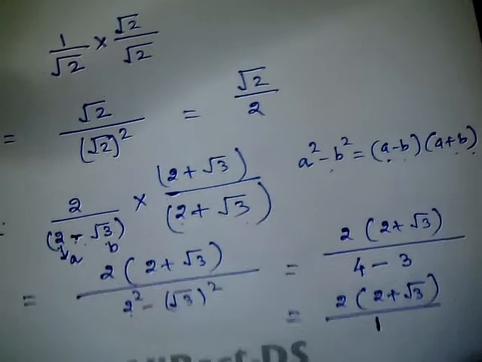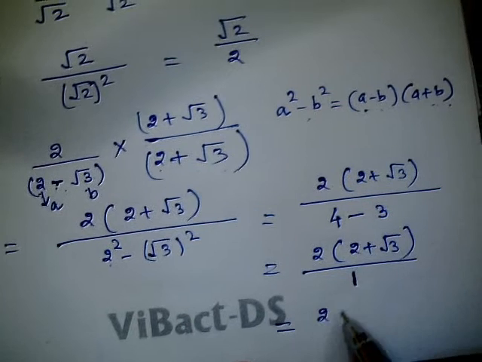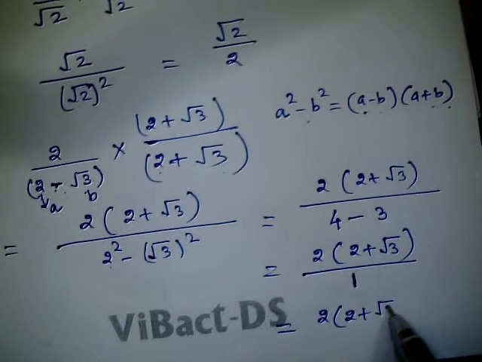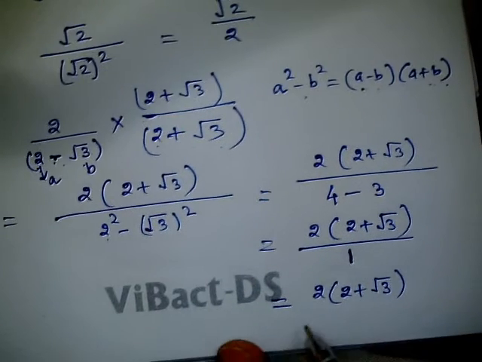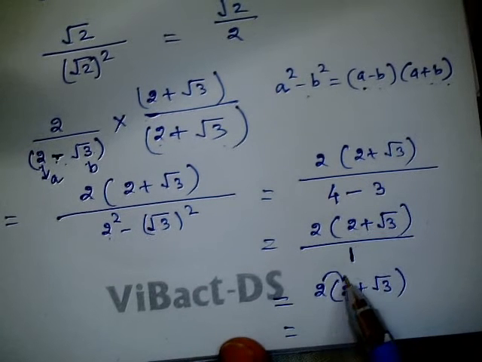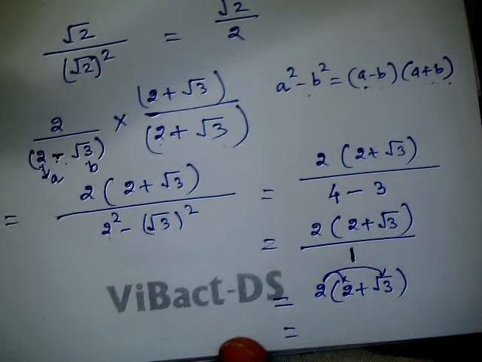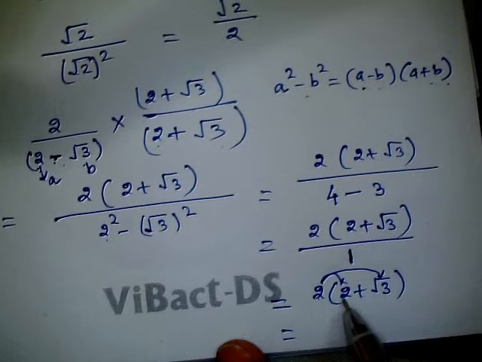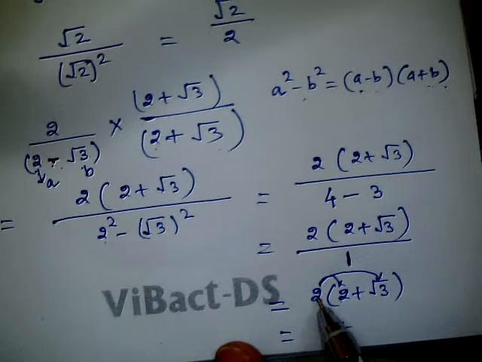And another way, if you like, you can distribute, open this parenthesis and this 2 you can distribute on both the terms. So when you distribute 2 times 2, that's going to be 4, and when 2 multiplied with root 3, so that's going to be 2 root 3. Okay, so this is how we can solve it.